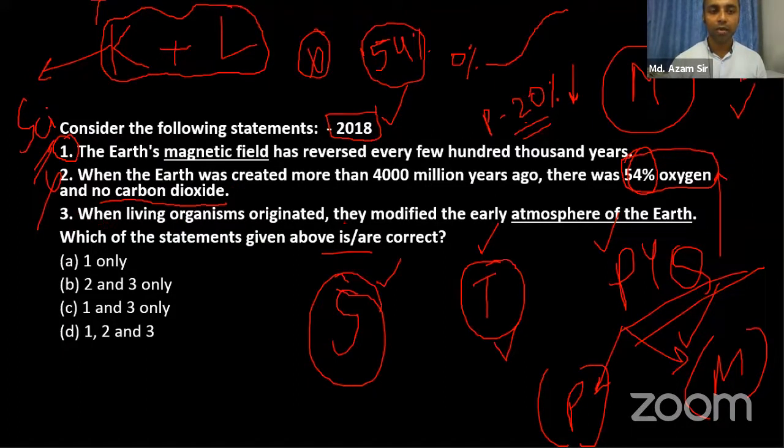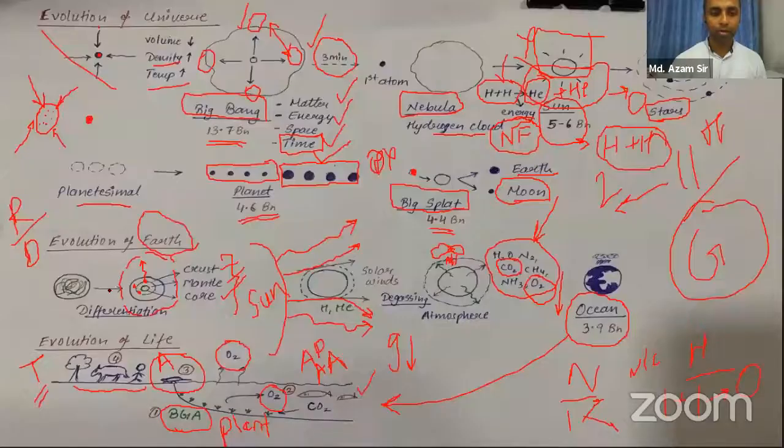Third statement, when living organisms originated, they modified the early atmosphere of the earth. So at the bottom, can you see evolution of life? I told you initially the aquatic plants came, then aquatic animals came. So what is the function of the plants? The function of the plants is to do photosynthesis. Can you see this diagram? It takes carbon dioxide and it releases oxygen. So what would it have done? It started decreasing the concentration of the carbon dioxide. It started increasing the concentration of the oxygen. So this was the logic that was required.